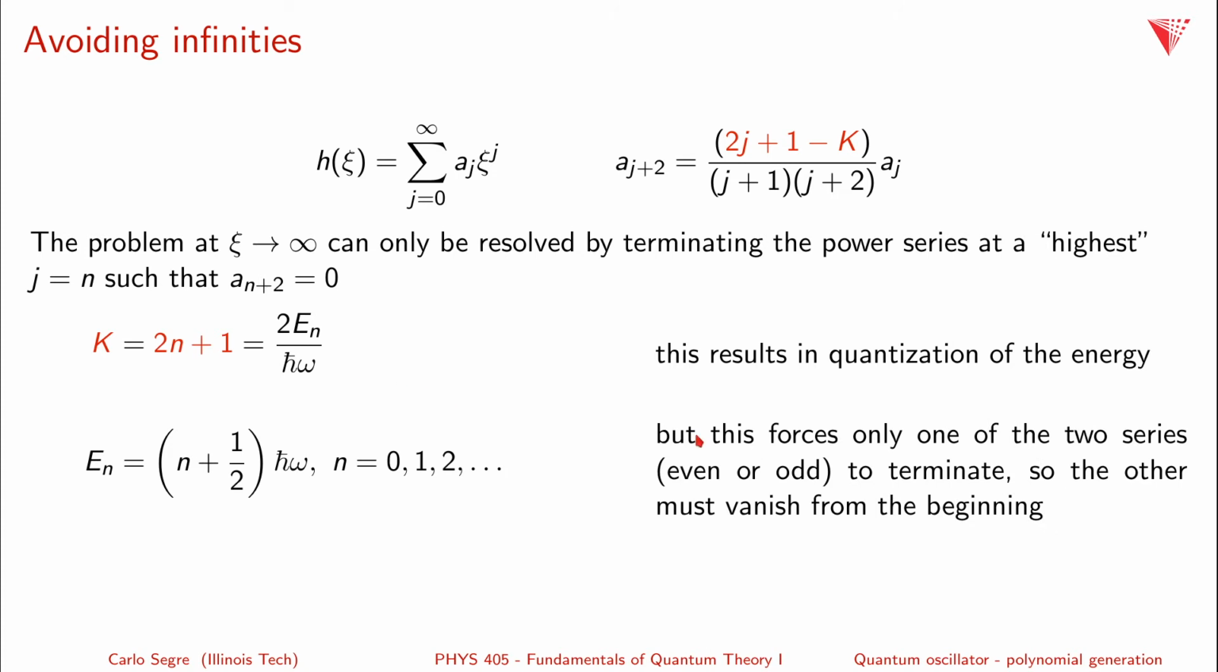Now, unfortunately, this only forces one of the two series, either the even or the odd series, to terminate. And that's easy to see why, because this condition is met for one value of n, either odd or even, and it can't be the other. So what that means is that the other series has to vanish from the beginning. So a0 must be equal to 0, or a1 must be equal to 0, and the other one can be something that's non-zero. So that means the solutions either have odd or even symmetry. That is, they're either symmetric about the origin or anti-symmetric about the origin, and we can't have a mixture of both. That's not surprising. That's how these functions usually behave.